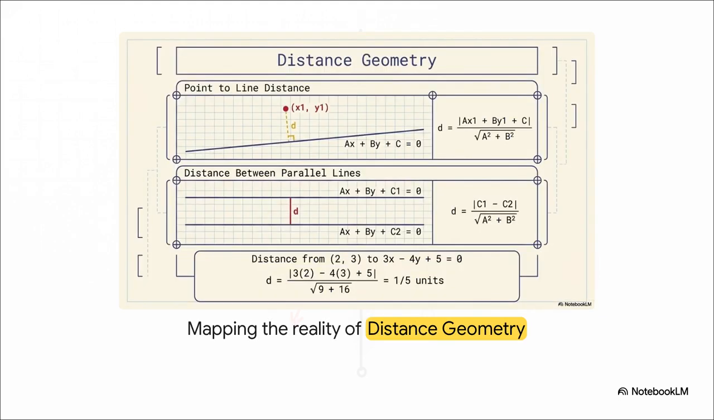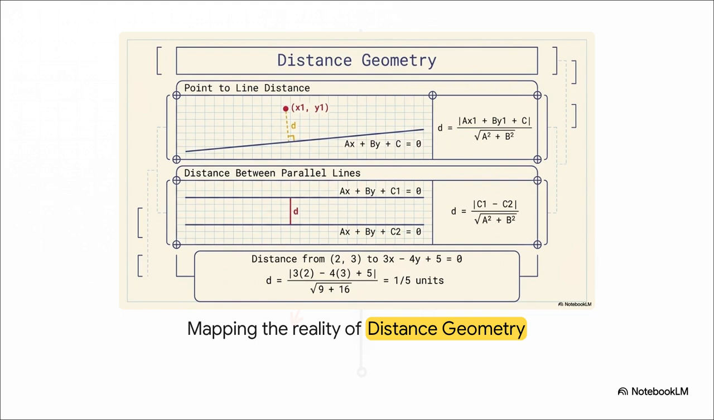So, intersections are all about collision, but what about separation? Let's map out the spatial reality of distance geometry. On the top, we have the formula for the absolute perpendicular distance from a lone floating point down to a straight line. Notice those absolute value bars. That's because distance in the physical world is always positive. You can't have negative distance.